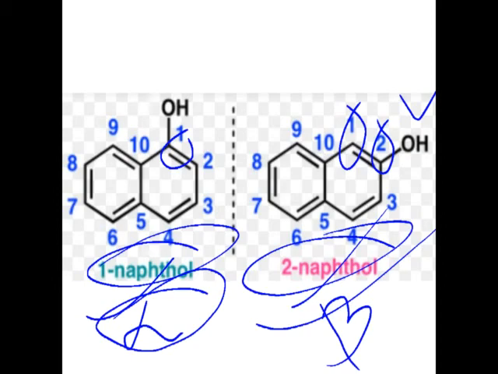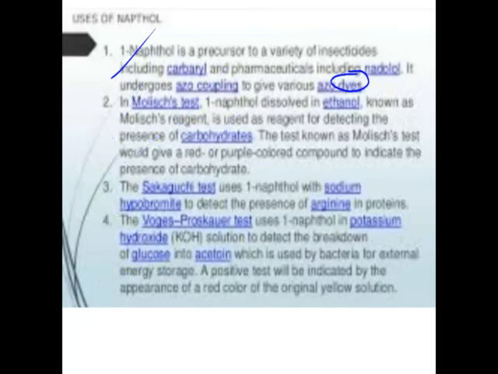Then we are moving to the last part, that is the uses. So generally the naphthols are useful as a reagent in the determination of different compounds, like determination of carbohydrates, then determination of amino acid like arginine, or determination of conversion of glucose into the acetone with the help of bacteria. So ह्या सगळ्यासाठी ज्या टेस्ट करतो आपण त्या टेस्ट मधला एक रिएजंट म्हणून बीटा नॅफ्थॉल किंवा अल्फा नॅफ्थॉल आपण वापरतो. सो वी विल चेक वन बाय वन what are the uses of naphthol.